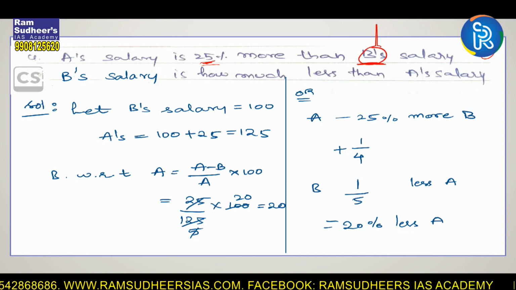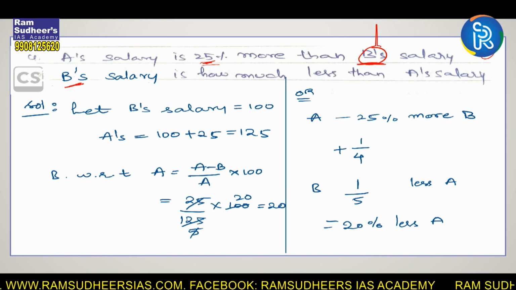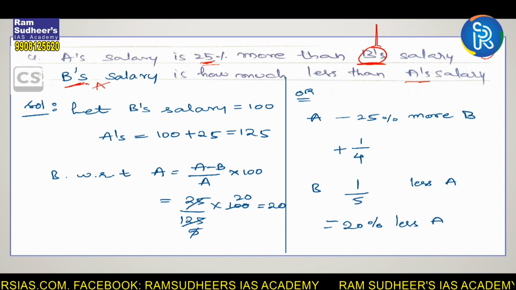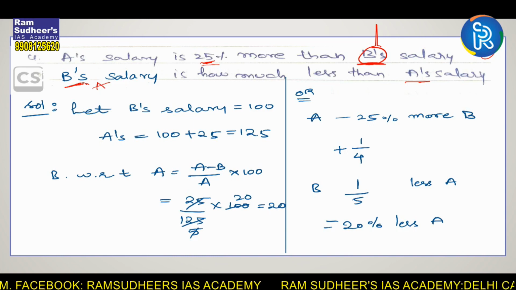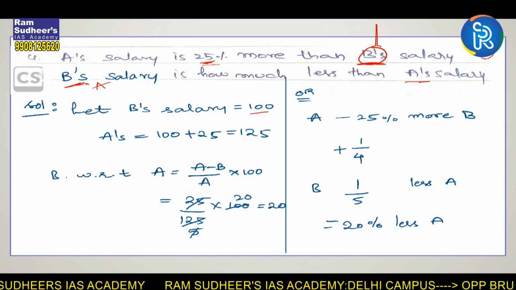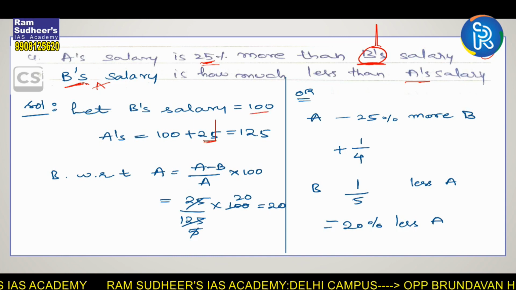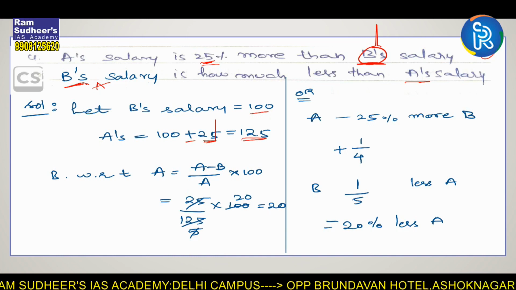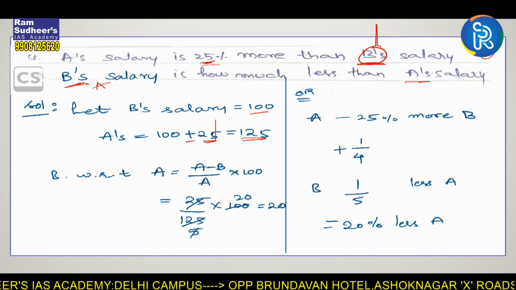But in the second case, he is asking us to find out B's salary is how much less than A. Here it is asked B's salary with respect to A, and therefore it would not be 25, it would be some other number. Now let us start solving the problem. Let B's salary be 100, and A's salary would be 100 plus 25% more, and therefore 100 plus 25, which is 125.